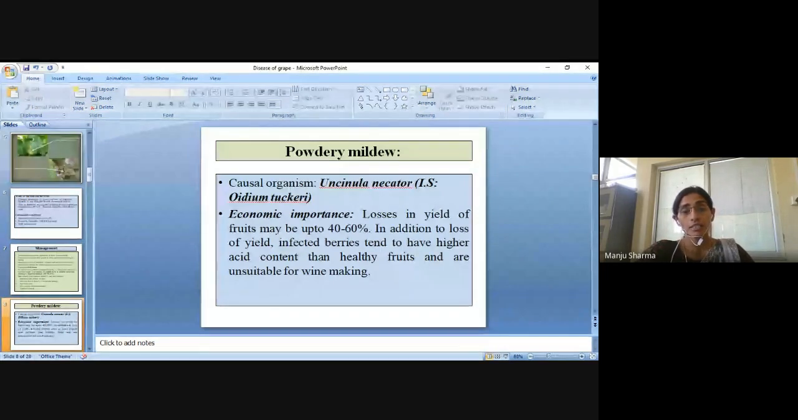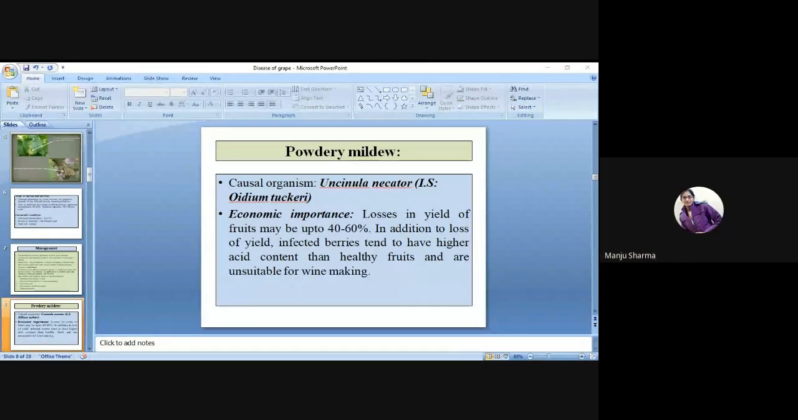Then the next disease is the powdery mildew. So here, powdery mildew disease, the causal organism is Uncinula necator, that is Oidium tuckeri. Their economic importance, like losses in yield of fruits, may be up to 40 to 60%.